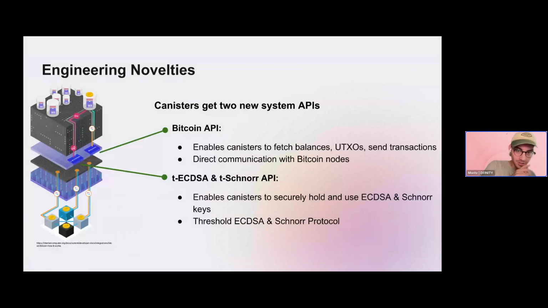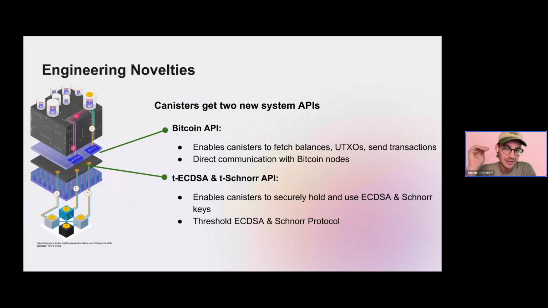As I said, for chain fusion or for integrating with another chain, you need 2 things. You need reading and writing capabilities to the target chain, and also signing capabilities that are compatible with the target chain. And for the first part, for reading and writing, we have the Bitcoin API, and the Bitcoin API is enabled by this protocol level integration of the internet computer with the Bitcoin network.